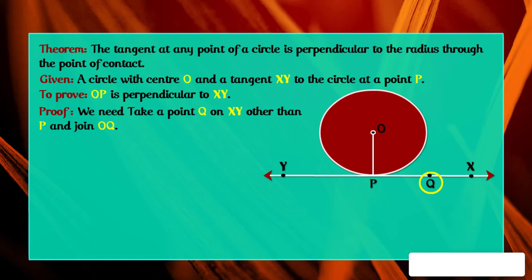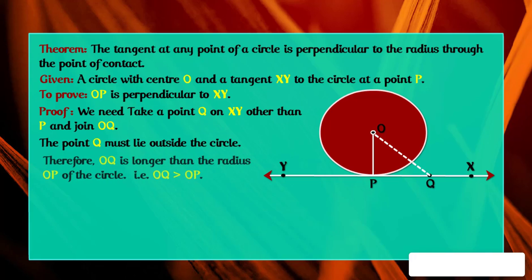We need to take a point Q on XY other than P and join OQ. The point Q must lie outside the circle. Note that if Q lies inside the circle, XY will become a secant and not a tangent to the circle. Therefore, OQ is longer than the radius OP of the circle. That is, OQ is greater than OP.